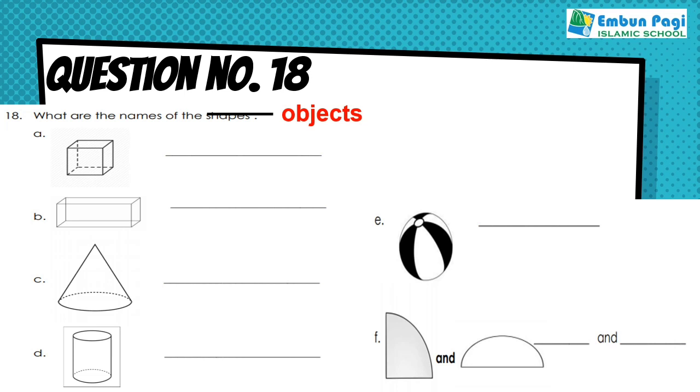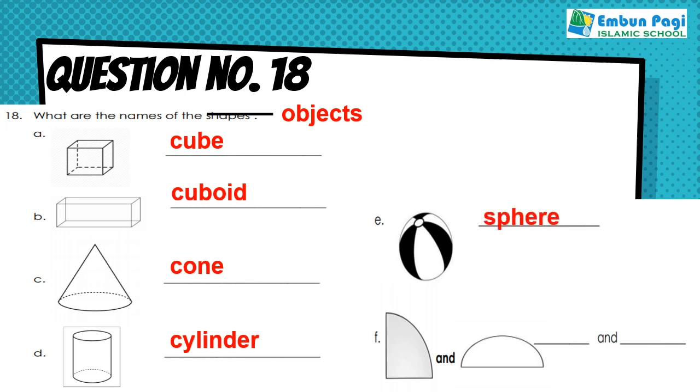Point A is a cube. Point B is a cuboid. Point C is a cone. Point D is a cylinder. Point E is a sphere. And point F are a quarter circle and a semicircle. That's it.